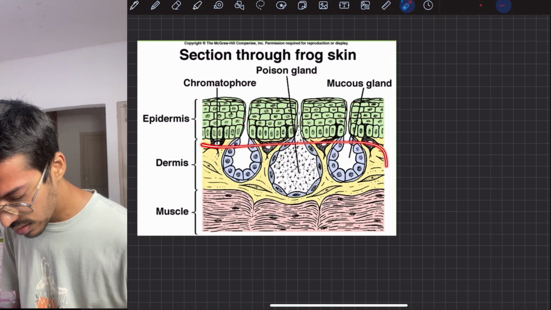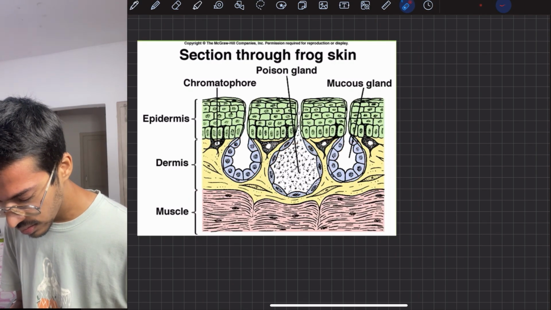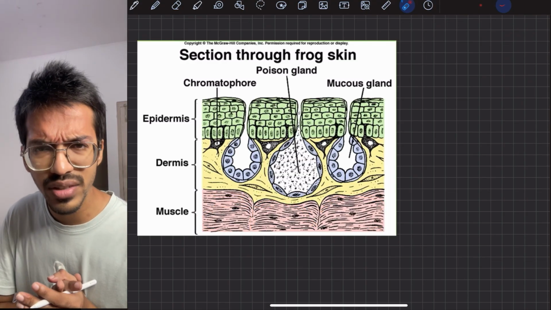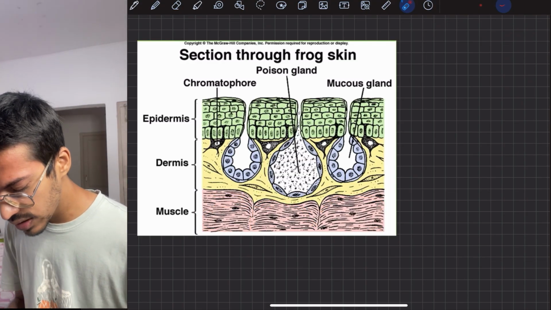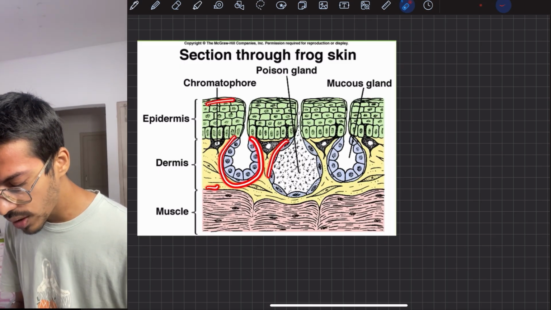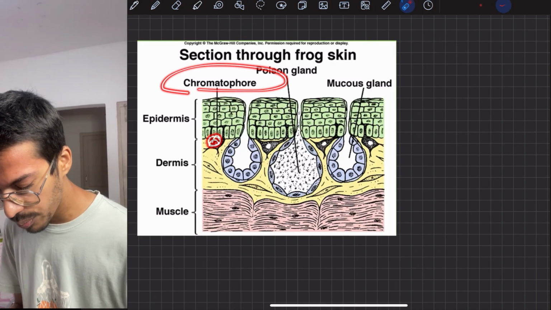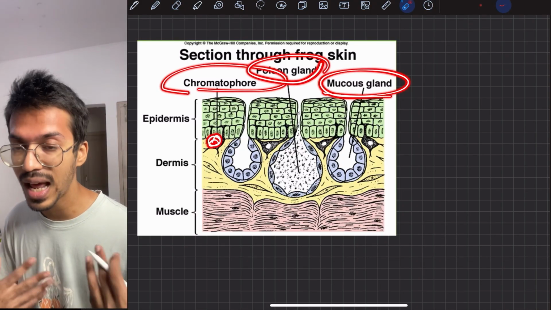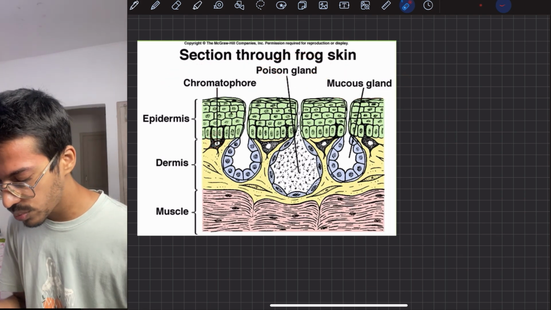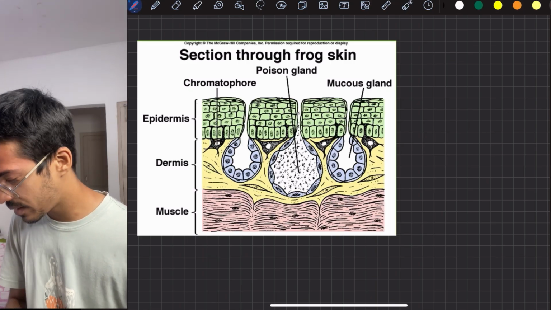The epidermis has layers. The dermis has certain glands. Inside, muscles are present, and then the skeleton will be there. Now in the epidermis, dermis and glands, what different types of glands are present? There are chromatophore cells, poison glands, and mucus glands. Let's see those one by one, but before going into it, let's see what these things are representing.